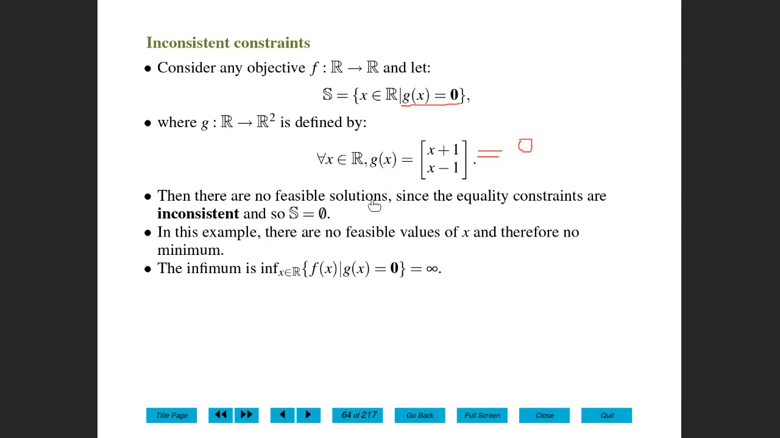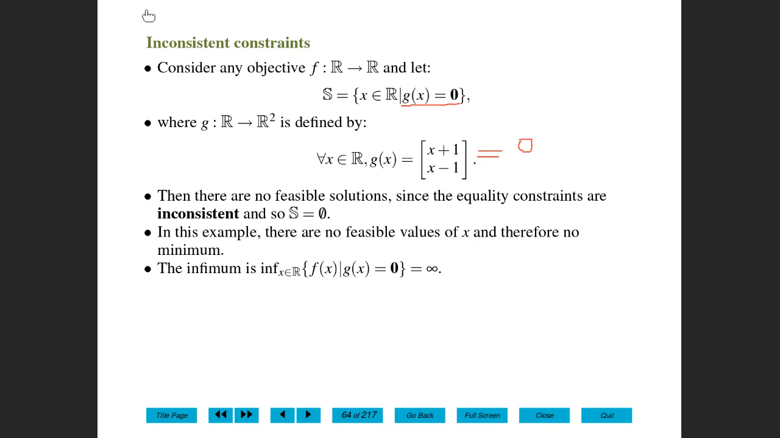So in this case, we say that there are no feasible solutions, because these two constraints are inconsistent with one another. They are not consistent. So we can say that the feasible set would be null, because we cannot find any point which satisfies both of the constraints, since all of the constraints must be satisfied. So in this case, there are no feasible values of x, and again, there is no minimum.